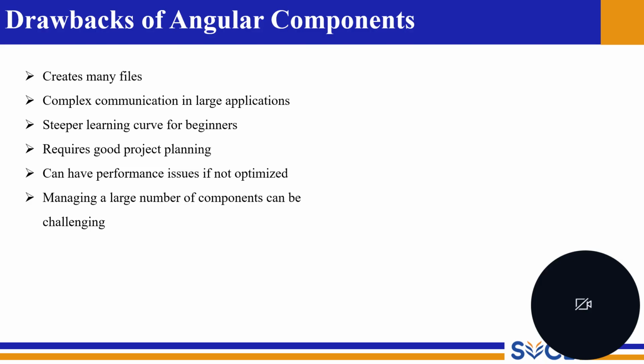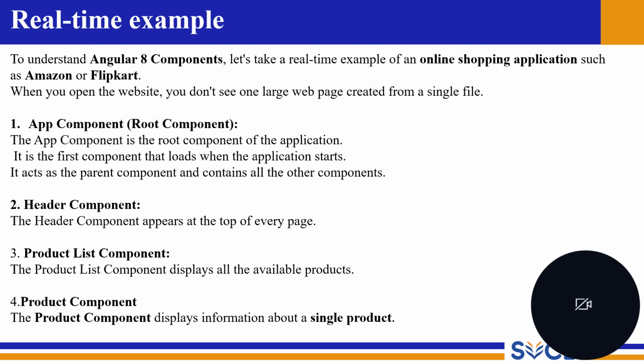And then dependency between the modules. With poor design, components may become tightly coupled, making reuse and maintenance more difficult. And then more planning required. Before development, it is important to decide which components are needed, the parent-child relationships, and how data will flow. Poor planning can lead to unnecessary complexity. Now let's take a real-time example.